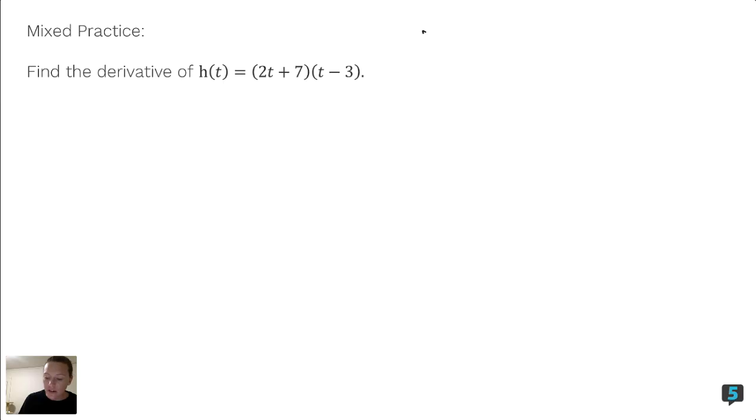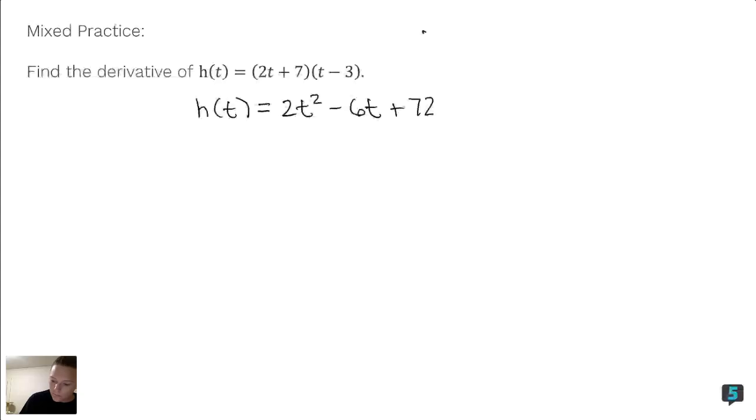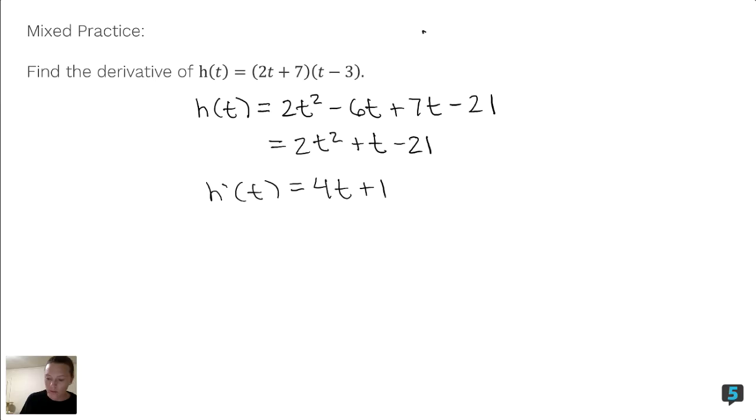So h of t here is going to be equivalent to 2t squared minus 6t plus 7t minus 21, which would simplify to 2t squared plus t minus 21. And now it's just a quick, easy one step. I get h prime of t equals 4t plus 1. Boom.